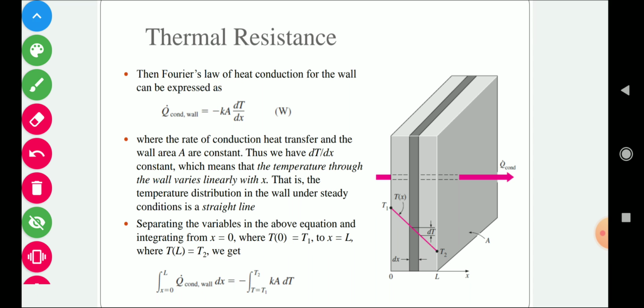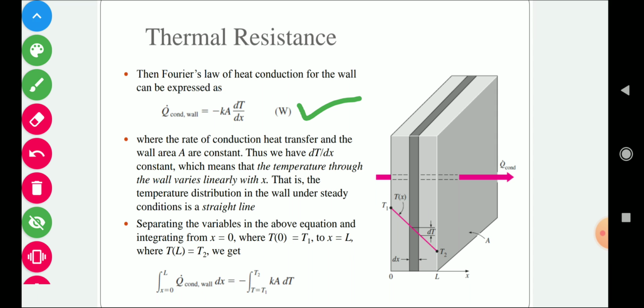And what is this dT by dx? Here if we plot between temperature and the thickness of the wall, then the slope of this graph will be dT by dx. So if this dT by dx is constant, it means the slope of the graph is also constant. If the slope of the graph is constant, it means we get a straight line. So here you can see the temperature profile is a straight line. This is straight because the slope of the graph is constant. But if there is a variation in either heat transfer rate or thermal conductivity or area, then we will not get this line straight.